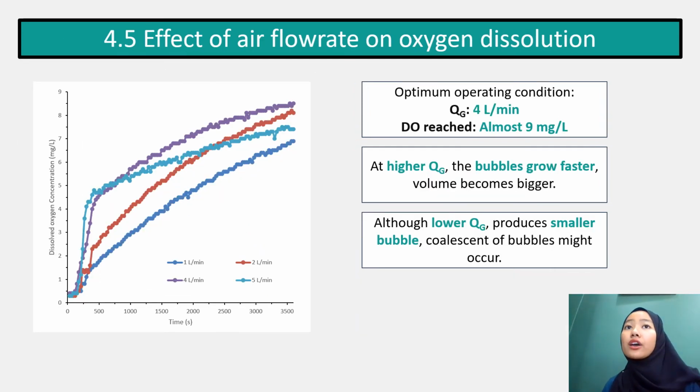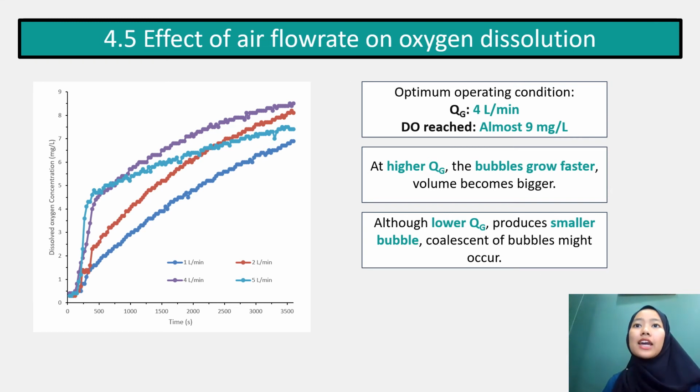Alright, next is the effect of air flow rate on oxygen dissolution. As you can see here, the purple line shows the optimum operating condition, as it shows the highest, which is at QG 4 liter per minute, and the DO reaches almost 9 milligram per liter.